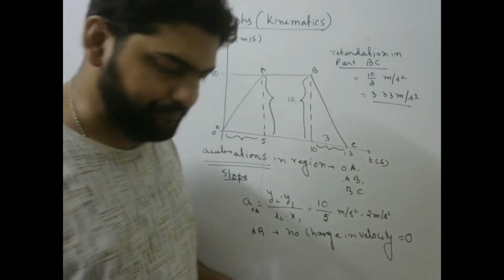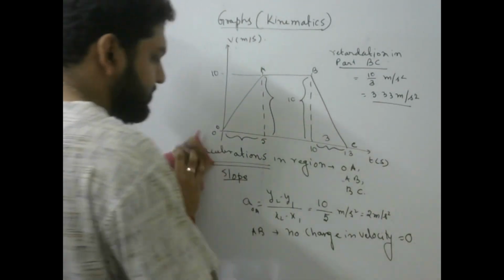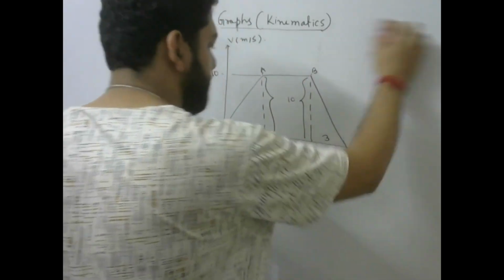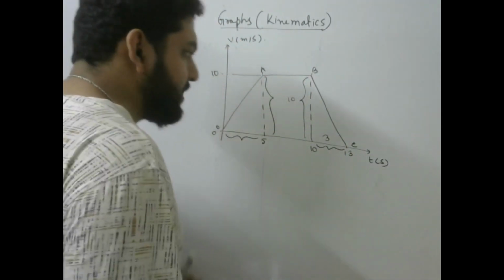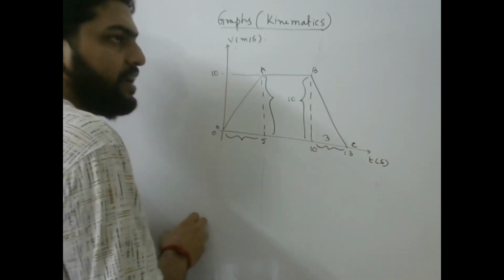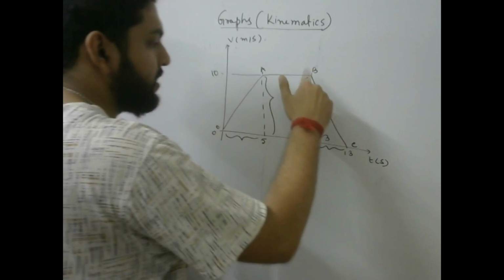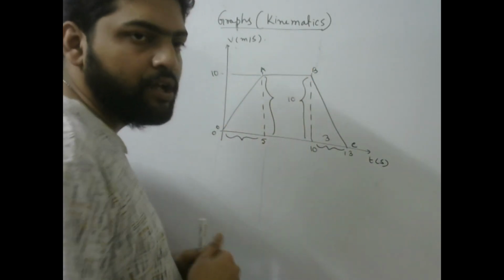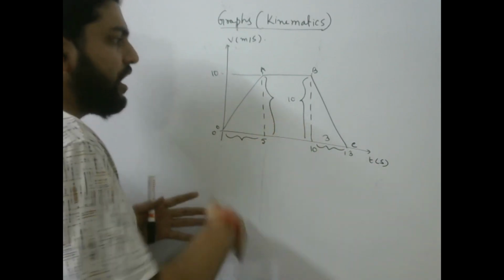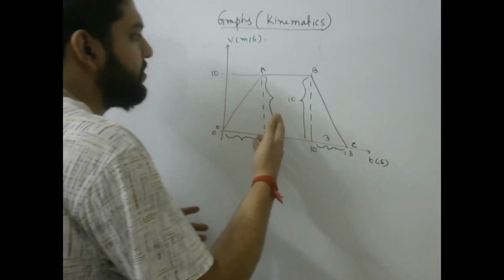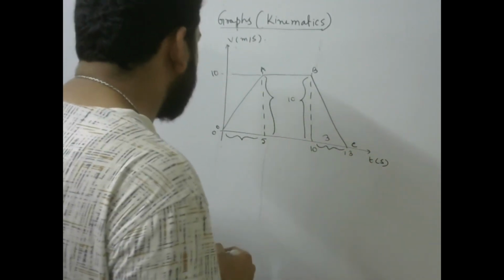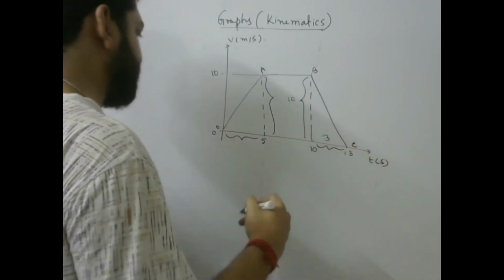That is clear. Okay, now next we will calculate the total displacement. Total displacement can be calculated in many different ways. One, we can calculate this triangle area, then rectangular area, then again another triangle area. Instead of that, this is a trapezium. So the area of this trapezium will give you the total displacement of the particle.